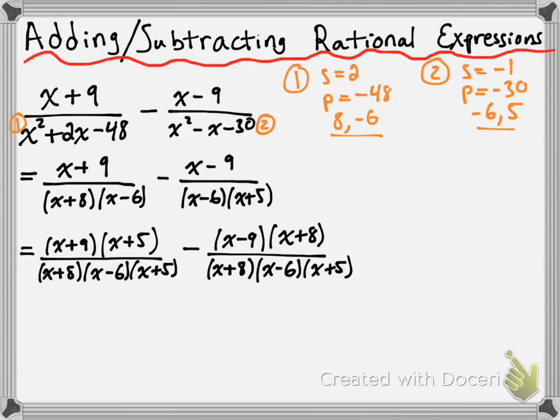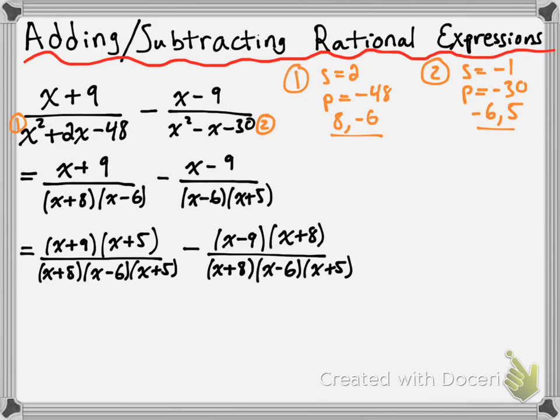Now that we've multiplied the first rational expression by x plus 5 on the top and the bottom, and the second rational expression by x plus 8 on the top and the bottom, we have exactly the same denominator in both the rational expressions, right? We have x plus 8 times x minus 6 times x plus 5 for both of them. So we've created a common denominator. All right, so the next step is going to be to expand out the numerators of both our rational expressions.